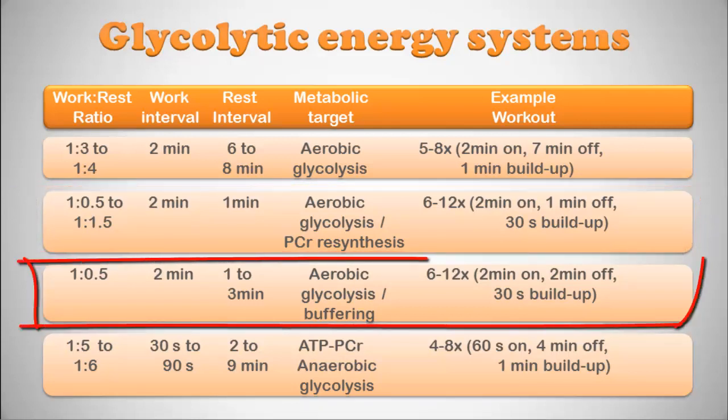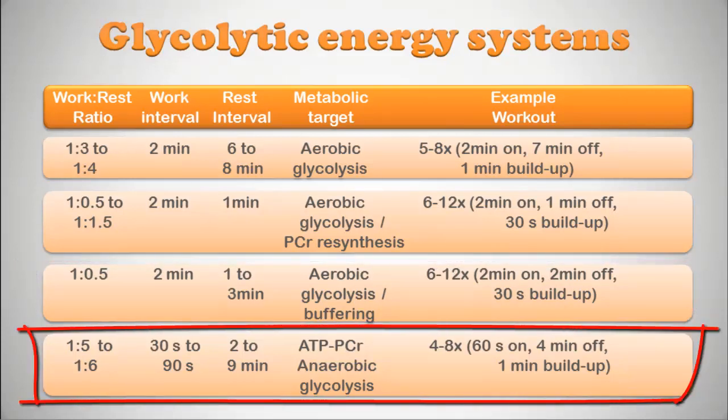Another workout, work to rest ratio 1 to 0.5, it's pretty low. You've got a work interval of 2 minutes with a rest interval of anywhere from 1 to 3 minutes. And this type of workout is very similar to the one that we just mentioned. It's really going to be focusing on your body's ability to deal with that metabolic environment. So I'm calling this a buffering style workout. Typical workout, 6 to 12 times, 2 minutes on, 2 minutes off with 30-second build up. So you're giving yourself a little bit more time here to dissipate some of those metabolites.